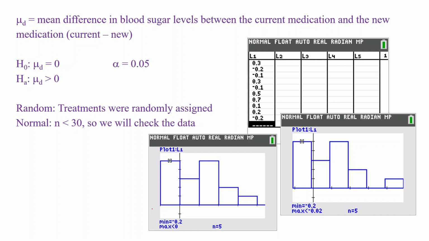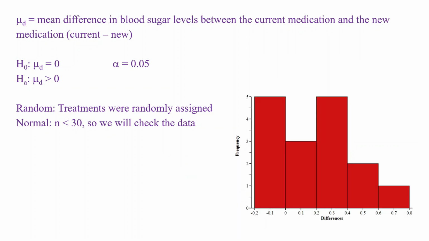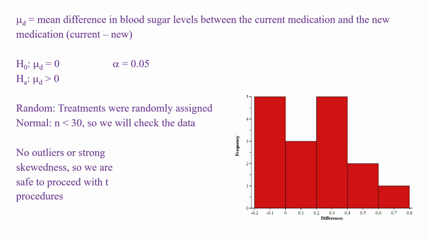So you're going to make it so that this is negative 0.2, this is 0, this is positive 0.2, positive 0.4, and so on and so forth, and you're going to write down that sketch. This is what you get: frequency and the differences. Then you comment, again, no outliers or strong skewness, so you're safe to proceed with those T procedures.